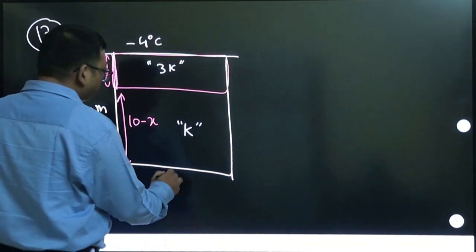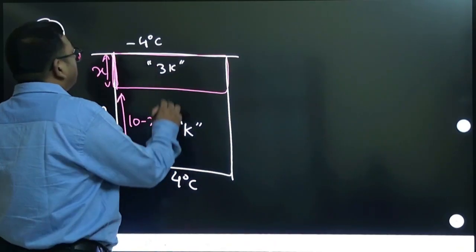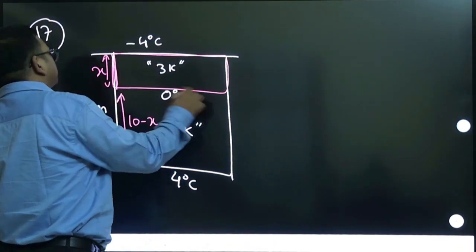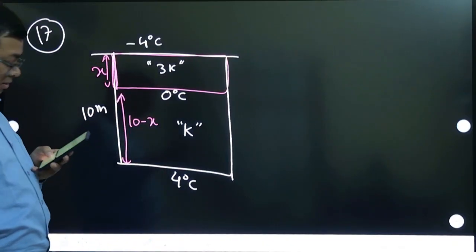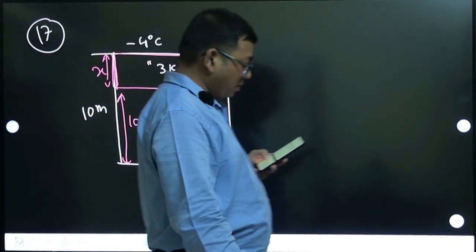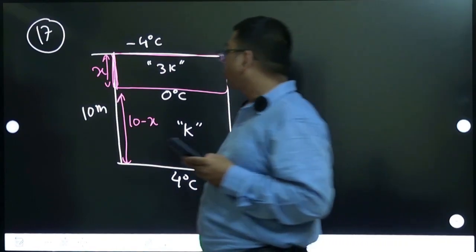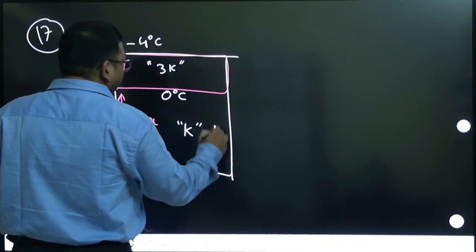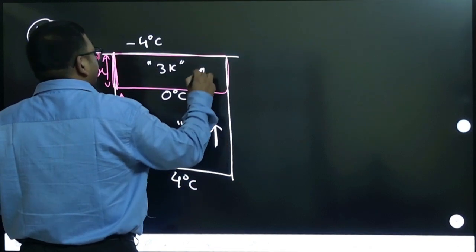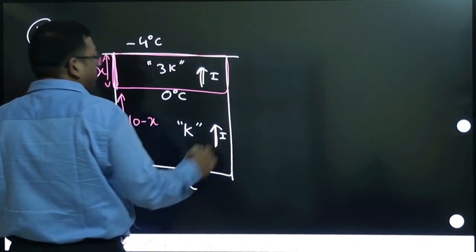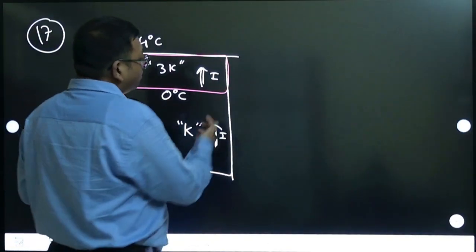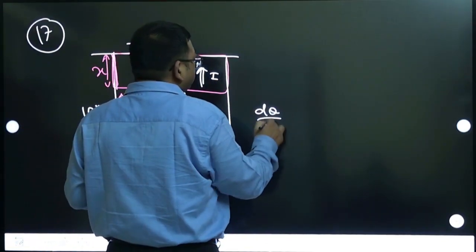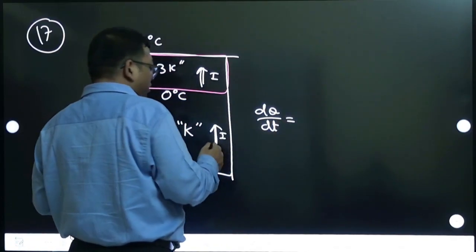Here temperature is 4 degrees Celsius. Here you can take 0 degrees Celsius and then minus 4 degrees Celsius. Okay. Then what? So note here one thing, whatever the rate of flow of heat, this is like series. The current is going to be same. Current means dq by dt. So let us write the equation of dq by dt here in water.